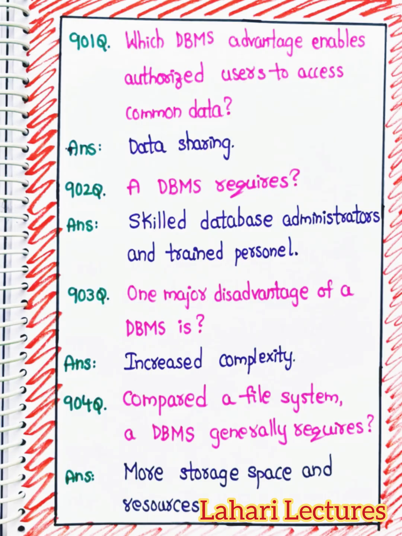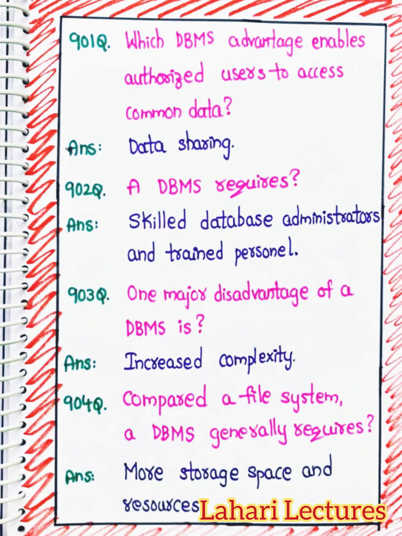to 950. Let's watch. First question, which DBMS advantage enables authorized users to access common data? Data sharing. A DBMS requires skilled database administrators and trained personnel. One major disadvantage of a DBMS is increased complexity.